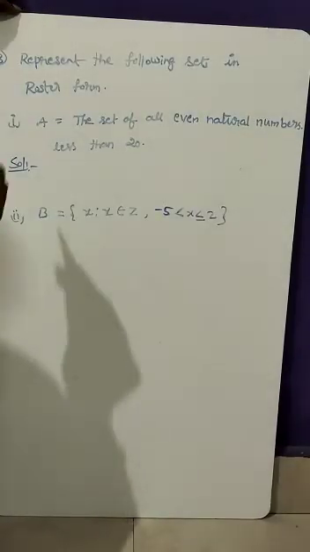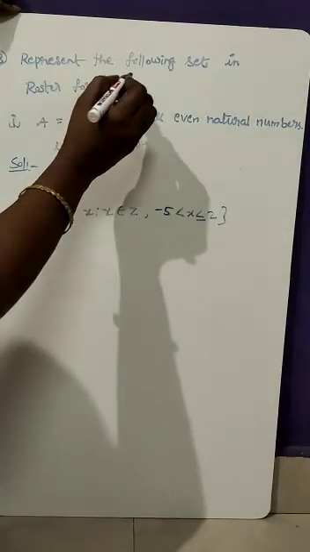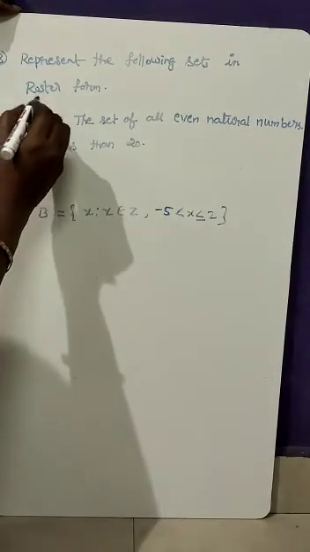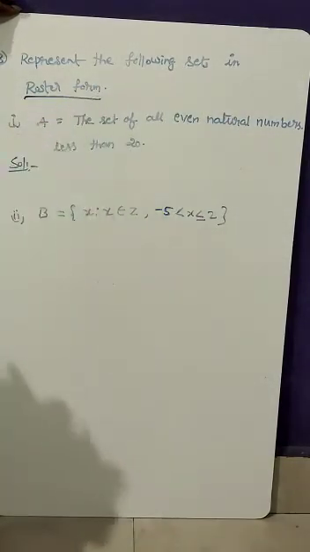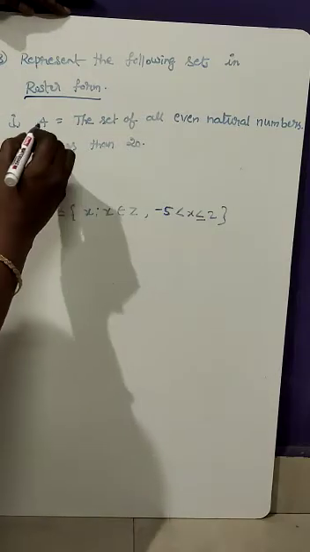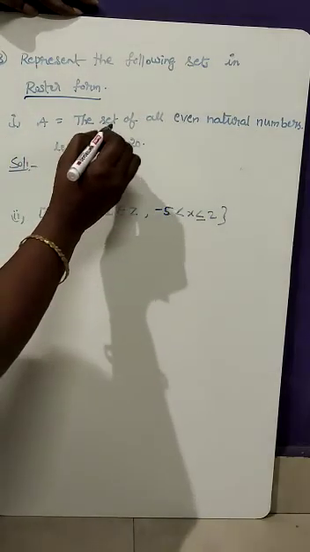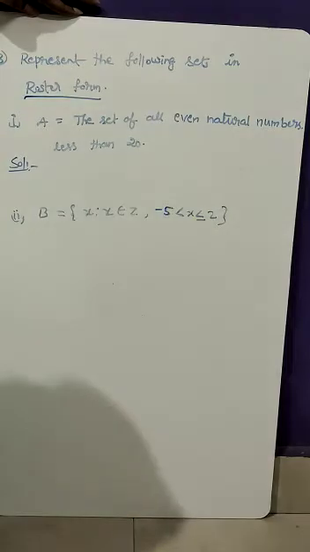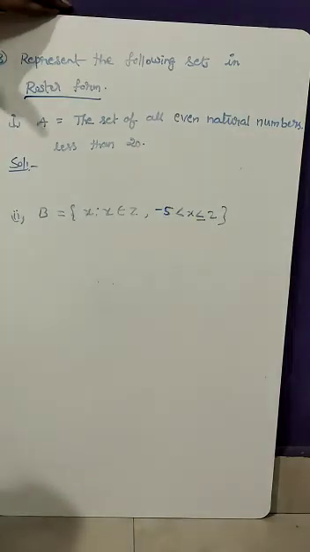Okay, next, third question. Represent the following sets in roster form. Roster form means, how do you write roster form? It is described by listing all the elements of a set. So that is the roster form. What is the first question? A is equal to the set of all even natural numbers less than 20.